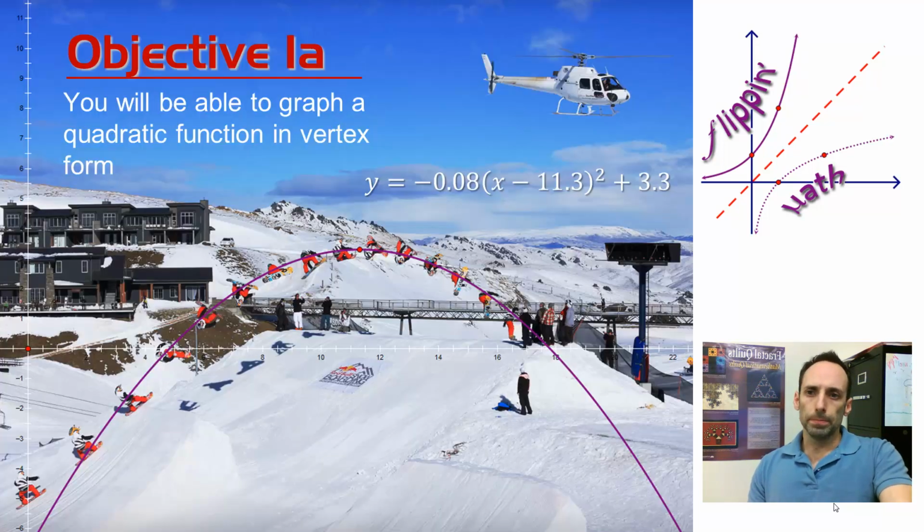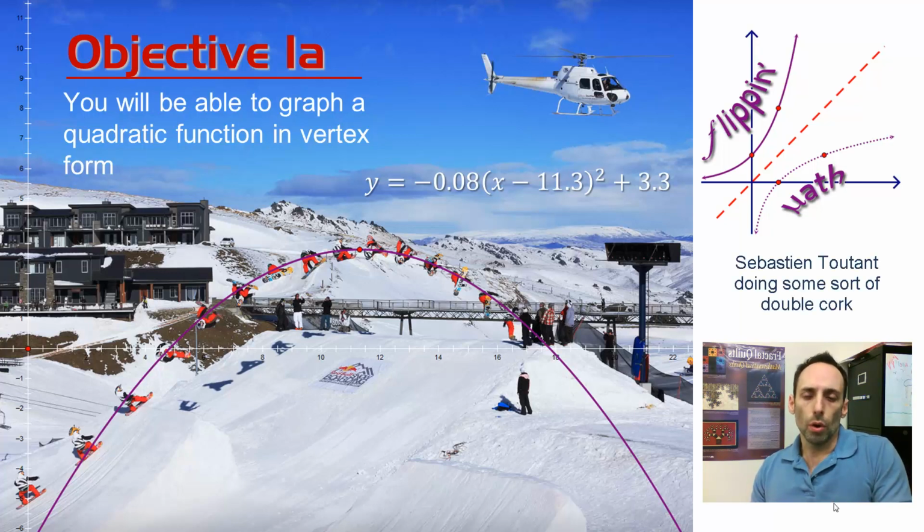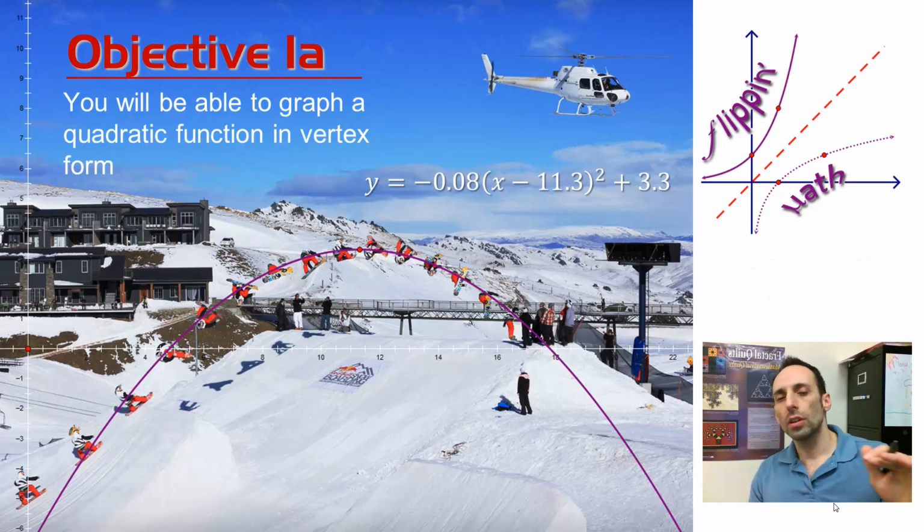So take a look at our first objective. I broke up objective one in two parts so we can look at vertex form and then intercept form. The first part of it, let's look at vertex form. And what you see here is a snowboarder. Whenever he does his trick and he launches into the air, his path traces out a parabola, as you can see. And I have come up with the equation for this parabola and graphed it for you, and that's what you see displayed there.